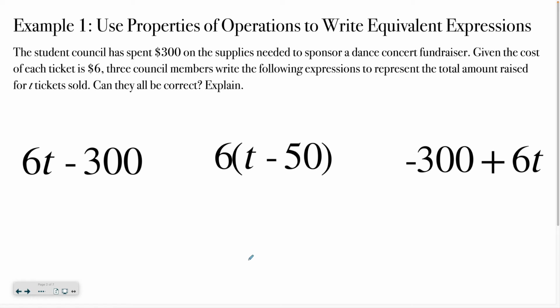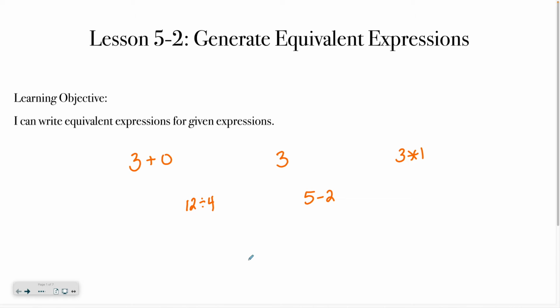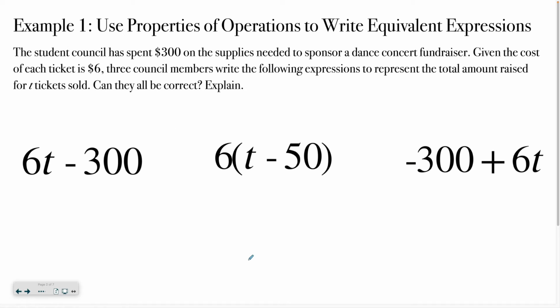Okay, so we have using these properties of operations. That's a fancy way of saying using the stuff you know, using the laws of math that you know, okay? We want to use those properties to write equivalent expressions.